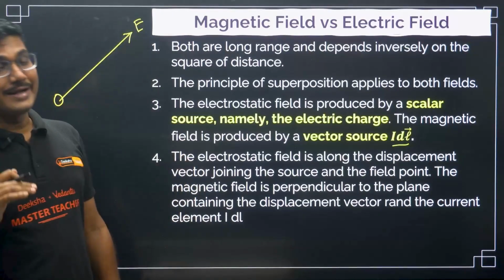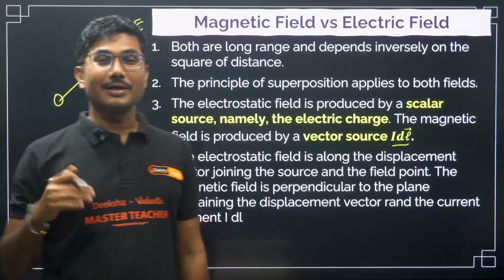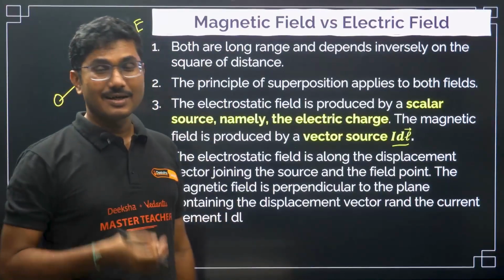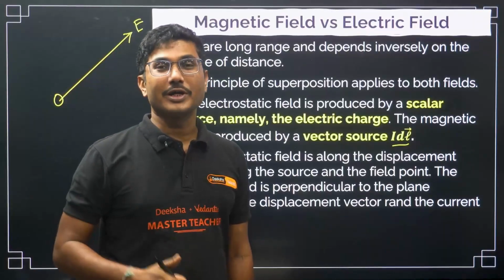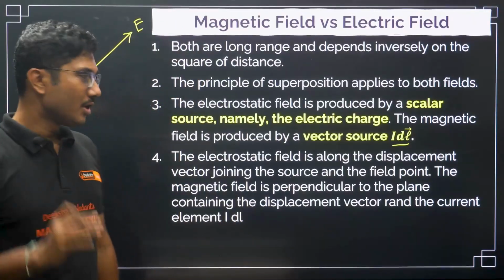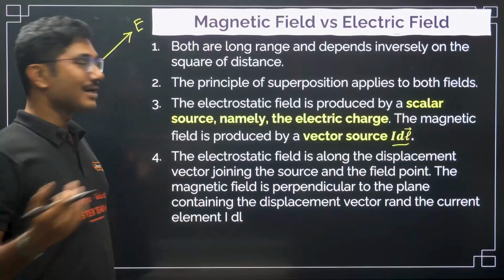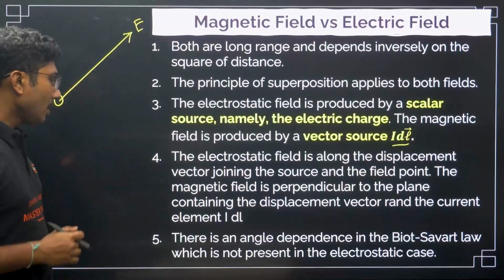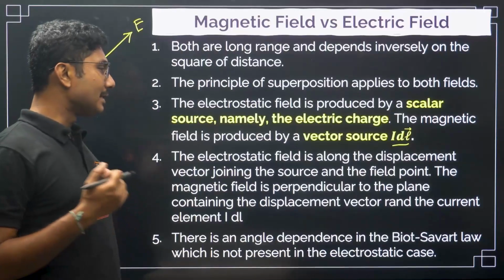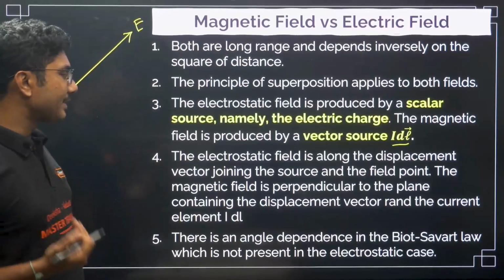But to find the magnetic field you have to take the cross product, I dl sine theta. So there is a sine theta involved. Sine theta involved means it is a cross product, so it will be perpendicular to both the position vector and the current element. Okay, so both ways it is perpendicular. There is an angle dependence in the Biot-Savart law which is not present in the electrostatic case.